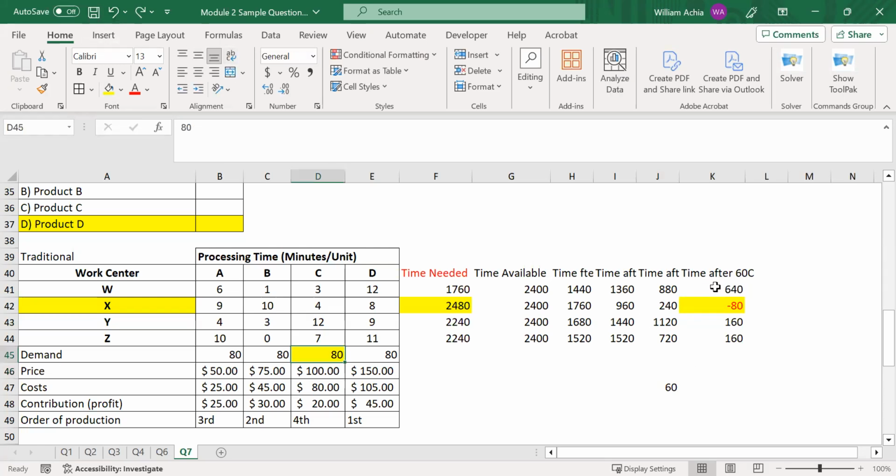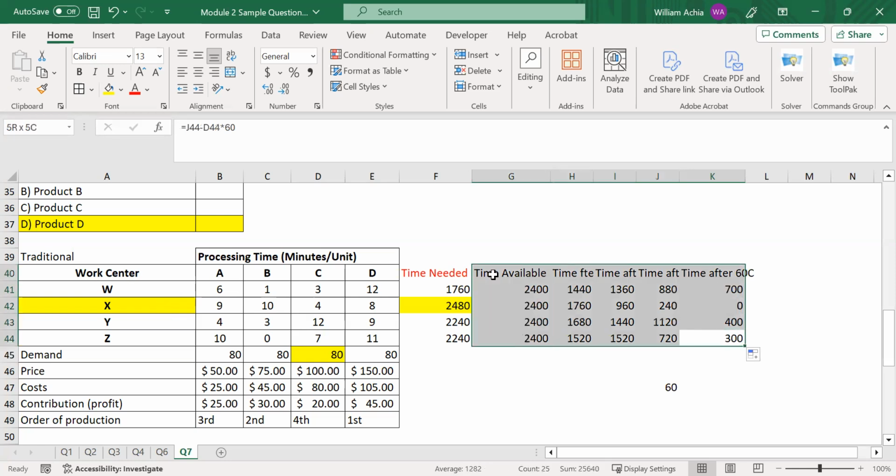So keep that in mind. Let's repeat this. This would equal 880 minus 3 multiplied by 60, because we only have enough time to make 60 units of product. And now we don't have any negatives. We're down to no time left over at workstation X here, but that's basically all I wanted to see.